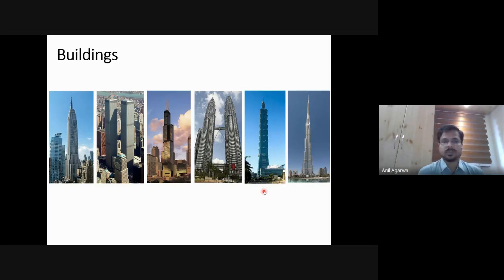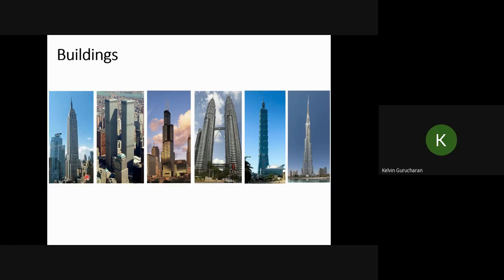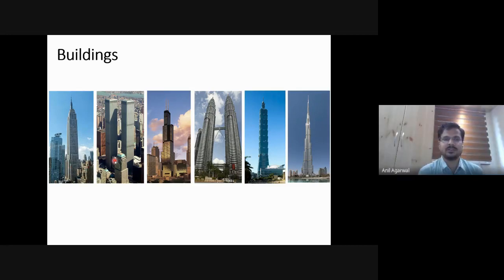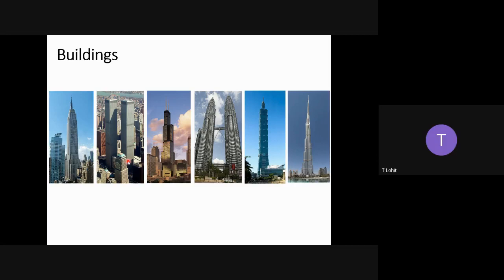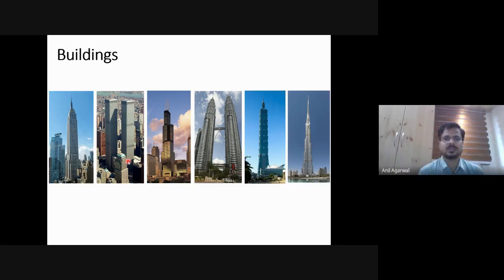So I showed you some examples of bridges. Now some examples of buildings. Now the first one, who can tell me the name of the first building here? Empire State Building. Correct. Good. Second one, World Trade Center Towers. Yeah.